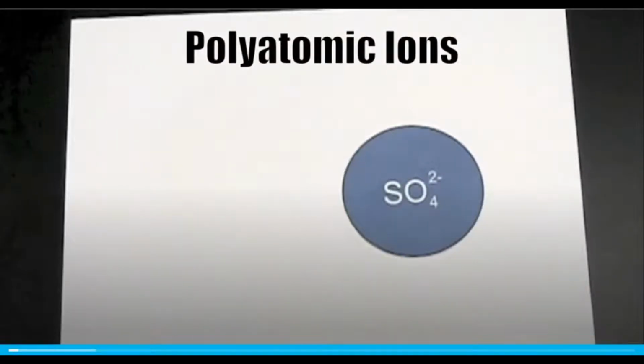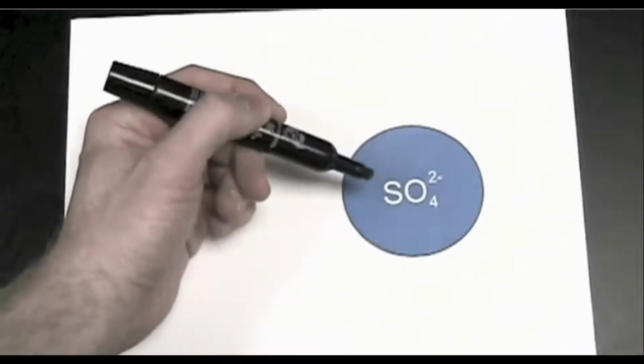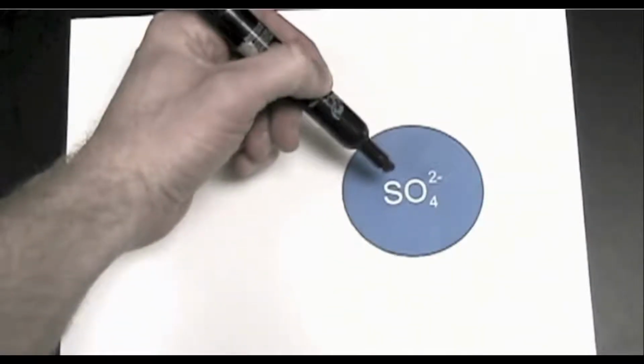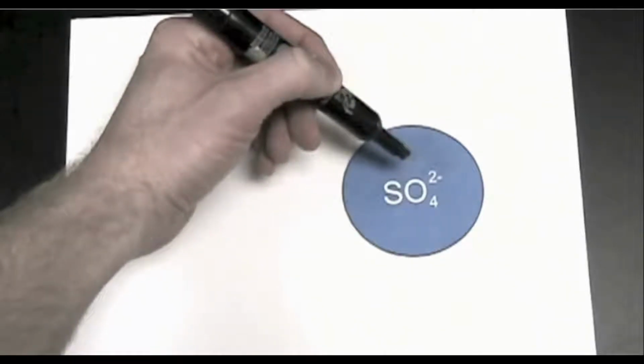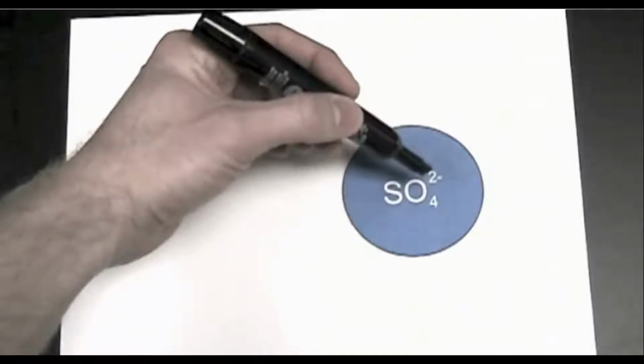Today we're going to learn how to do compounds containing polyatomic ions. Now this is a polyatomic ion. It's polyatomic because it has more than one kind of element in it. This is the sulfate ion, and its formula is SO4, and it has a 2- charge.